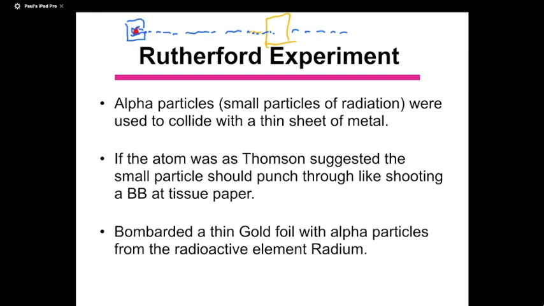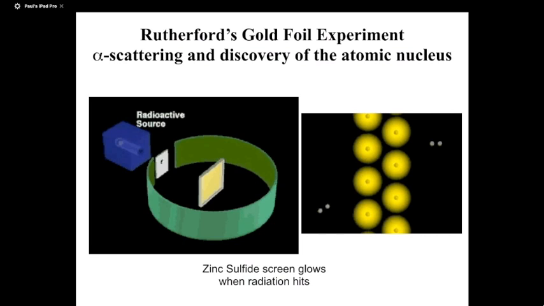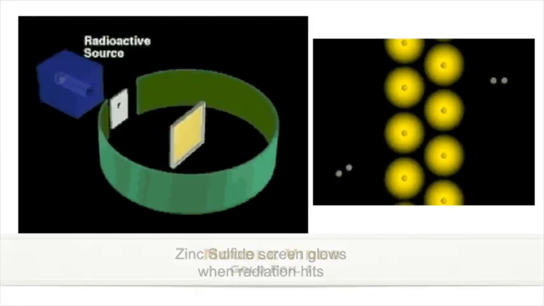Now, something called an alpha particle will describe what that alpha particle is. For right now, it's a stream of radioactivity. All right, do you see his little box? Here's the gold foil, and then this is a screen. Every time radioactivity hits it, it's going to glow. Okay, so watch.